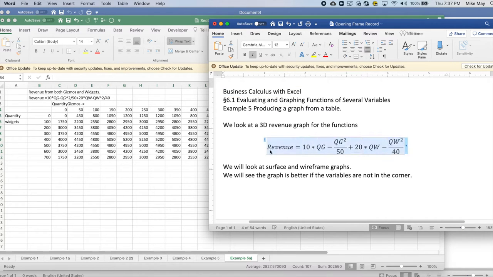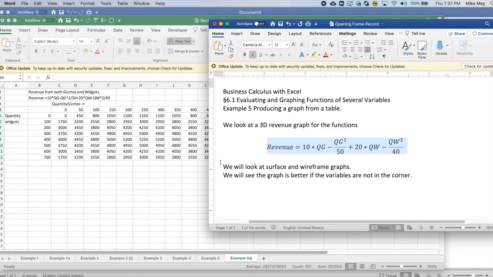In particular, we're interested in the function: revenue is 10 times the quantity of gizmos minus the quantity of gizmos squared over 50, plus 20 times the quantity of widgets minus the quantity of widgets squared over 40. This is the revenue graph, where we have two products, widgets and gizmos, that we're selling.